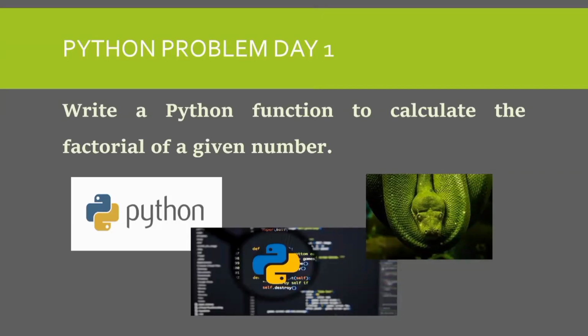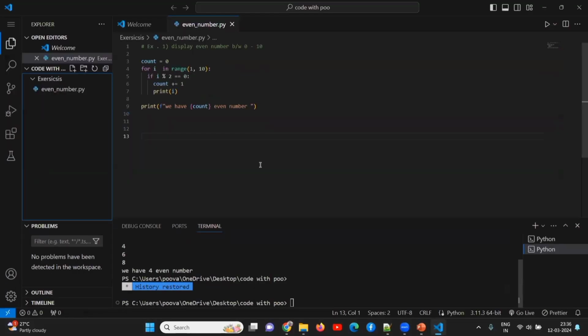In this video, I am sharing a Python problem with solution. The problem is: write a Python function to calculate the factorial of a given number. So, we are just calculating the factorial of a given number. Let's start our code. I create a Python file.